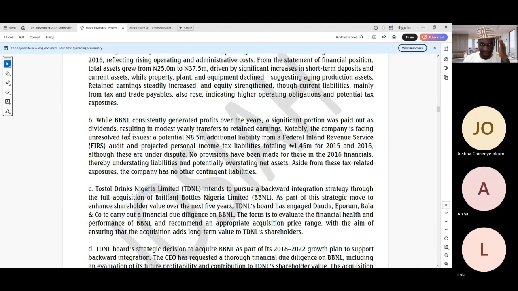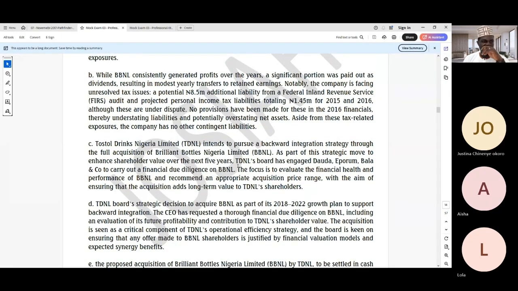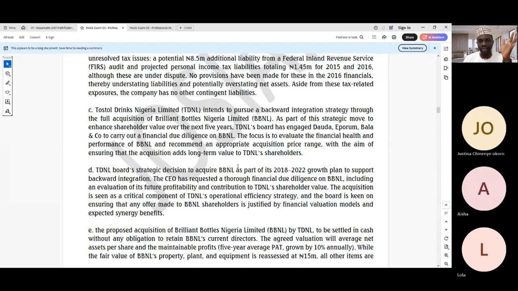Then number 2, I said BBNL consistently generated profits over the years. Notably, the company is facing unresolved tax issues and the potential issue of 8.5 to FIRS and projected PIT of about 1.4 in 20. So I just spoke to the data and I said, aside from this tax issue, the company has no contingent liabilities. Simple.